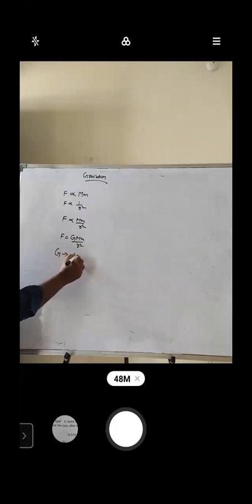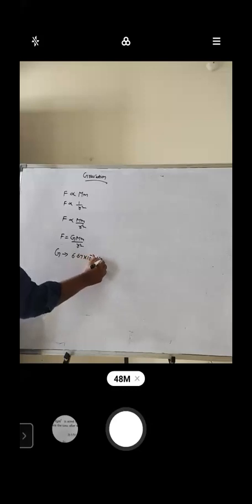The value of the universal gravitational constant is 6.67 into 10 power minus 11 Newton meter square per kilogram square. Right? Then how do we get this value? On which experiment? What is the experiment name? Cavendish experiment.